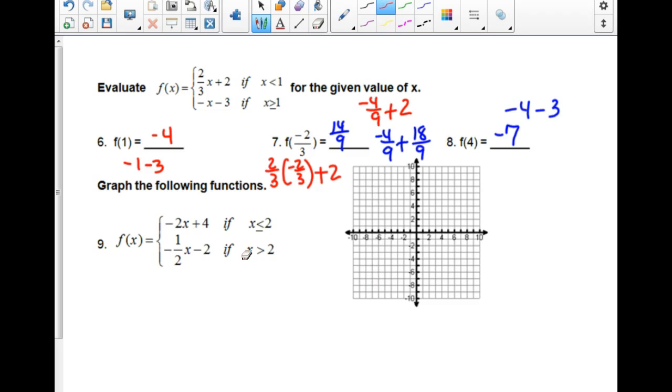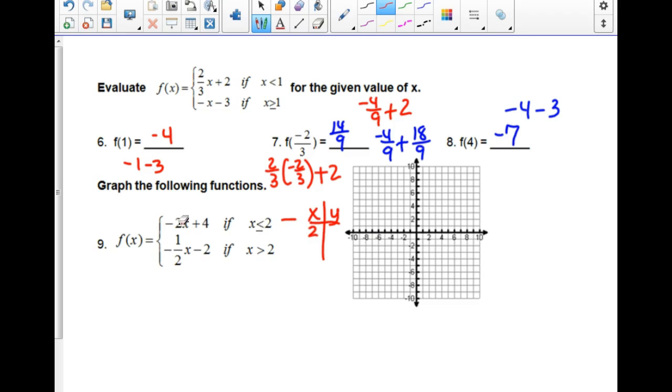Okay, I've got a piecewise function to graph next. So the first equation, y is equal to -2x plus 4. I'm going to just start doing a t-chart. I'm going to put in the boundary number of 2. You can highlight that if you like, I'm just going to do it without it.